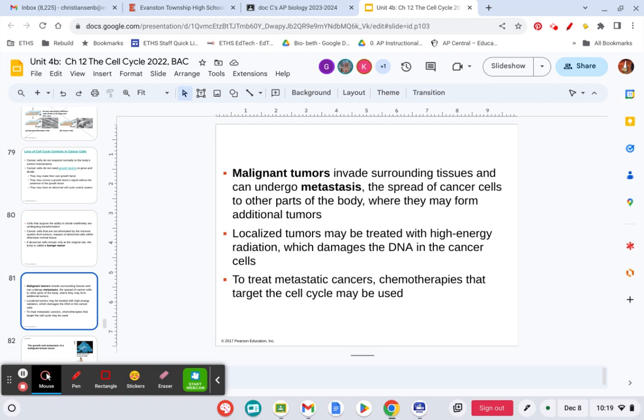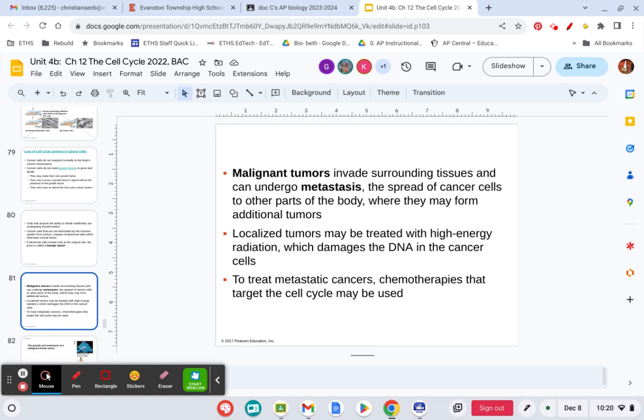Malignancies are harder to treat because now you're not just treating the source of the cancer, but you're also treating wherever it went, and you don't necessarily know where it went. It may be hiding somewhere, and you might not know it until it gets to the point where it's a big problem.